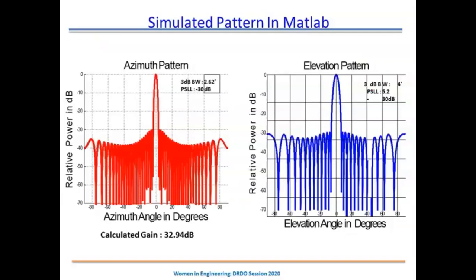As I was telling, we go ahead with the Matlab simulation first. To achieve the 25 dB side lobe level, I went ahead with a Taylor 30 dB distribution. These are the patterns. Along the azimuth there are 32 elements in the X, so this is the azimuth pattern. In the Y there are 16 elements, so this is the elevation pattern. This is the simulated pattern, and it is a very ideal pattern without any errors.